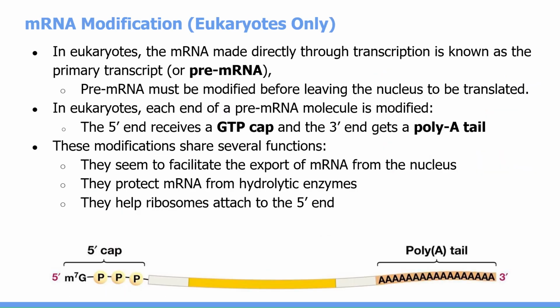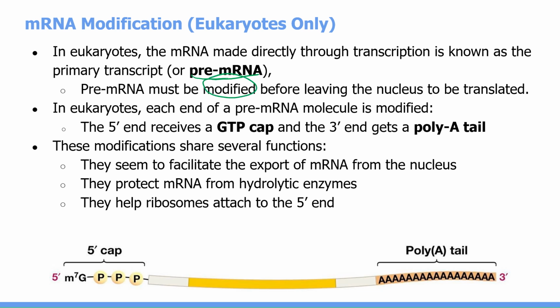So this process only occurs in eukaryotes. The mRNA that's being produced in prokaryotes is already being translated at the same time. We'll get to that later. But in eukaryotes, y'all, the mRNA that's made directly from transcription is known as pre-mRNA. The pre-mRNA must be modified before leaving the nucleus.